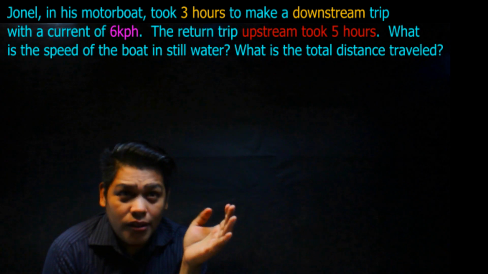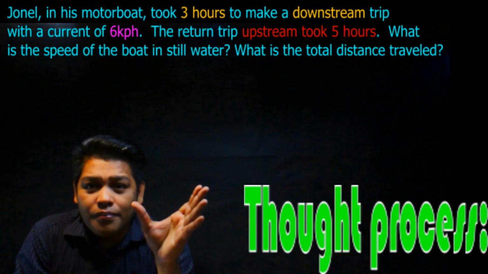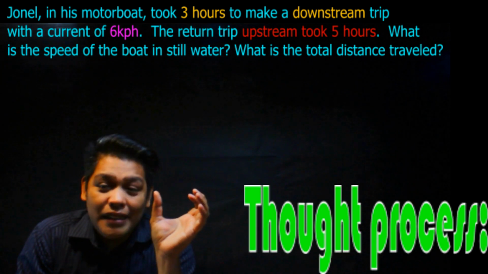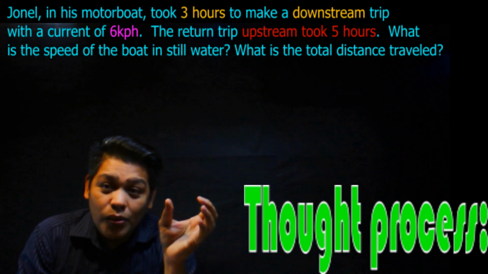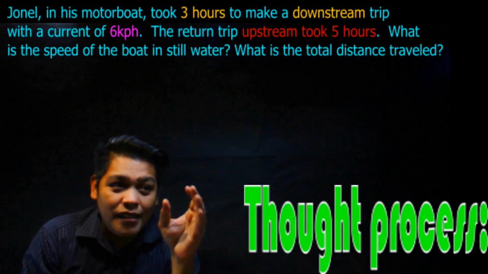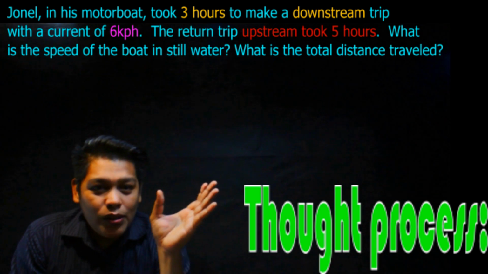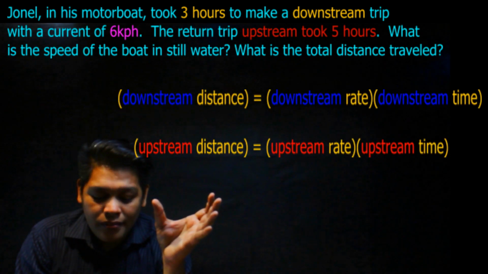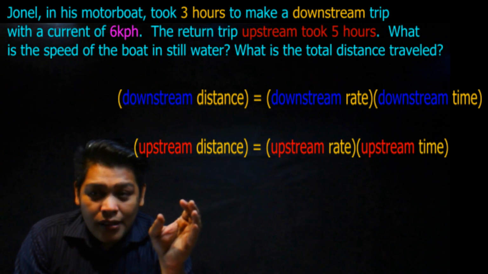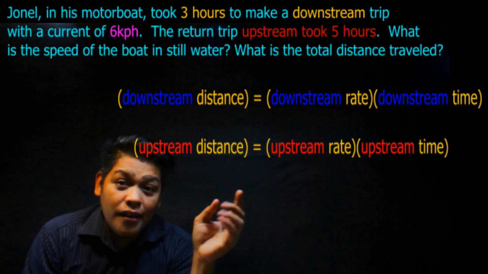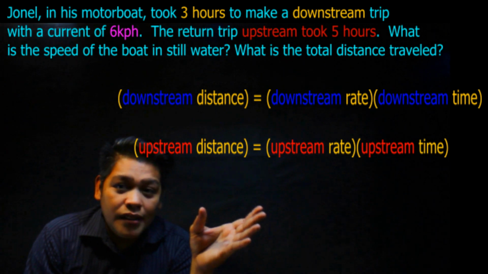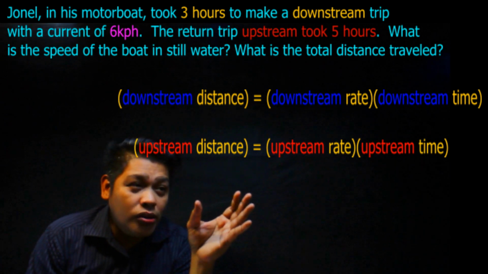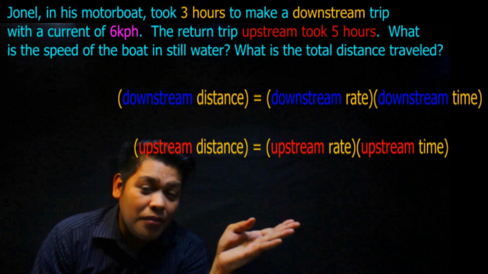Now, ito naman tayo sa thought process. Sa thought process nito, downstream, alam natin na ang distance is equivalent to rate times time. Distance equivalent to rate times time. So, thought process natin: downstream distance equals sa downstream na rate, then multiply it by the downstream time.